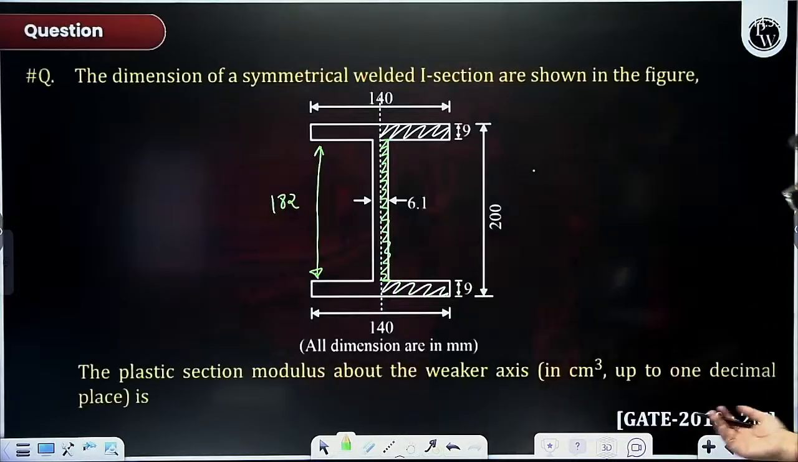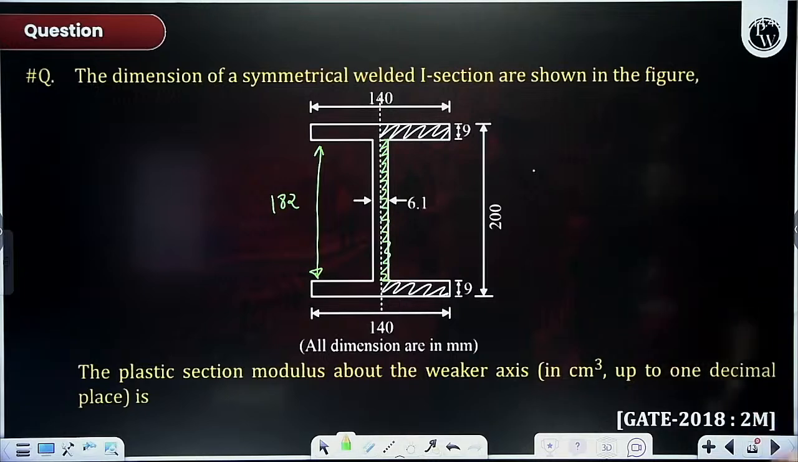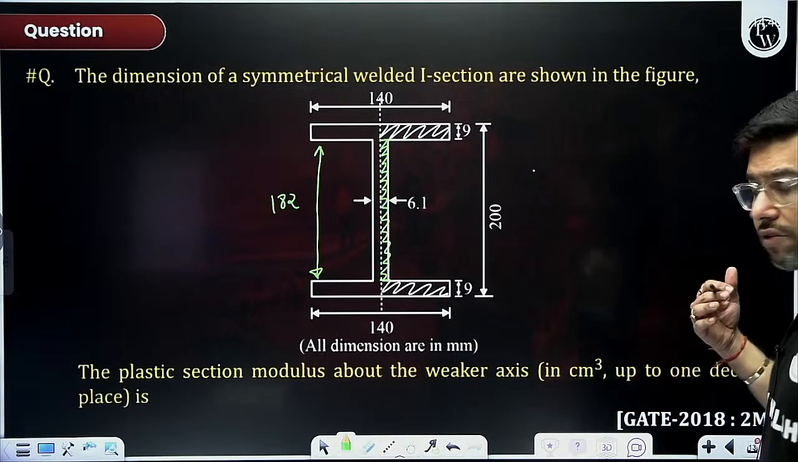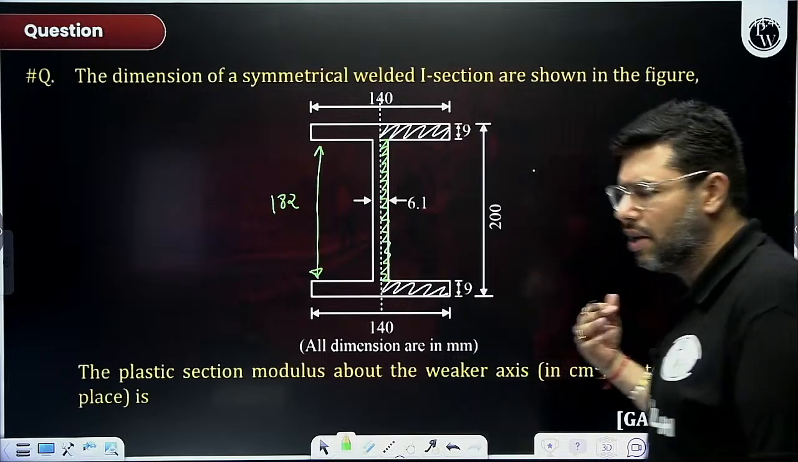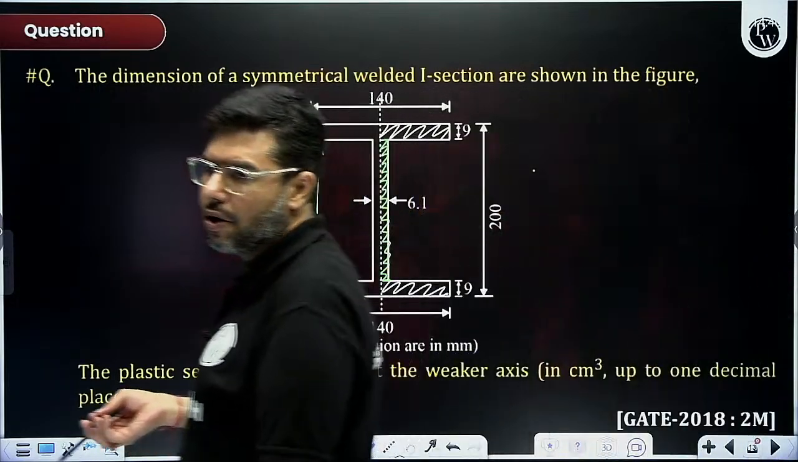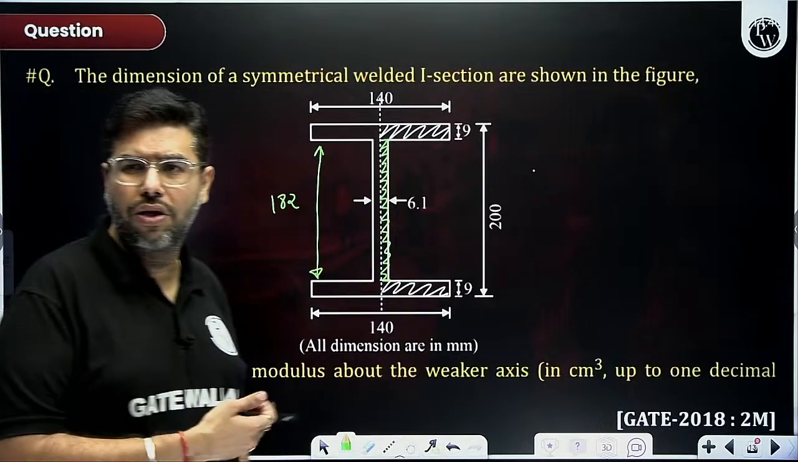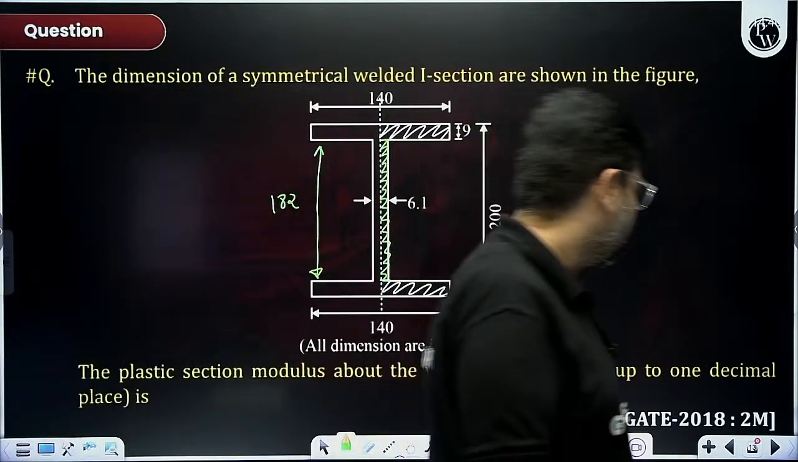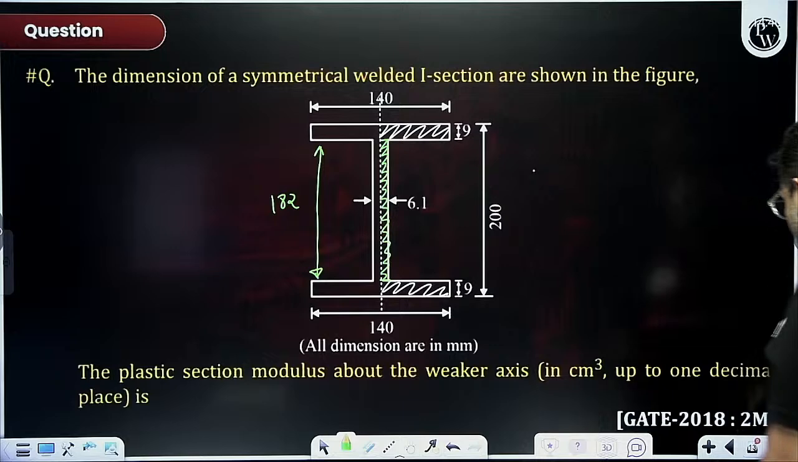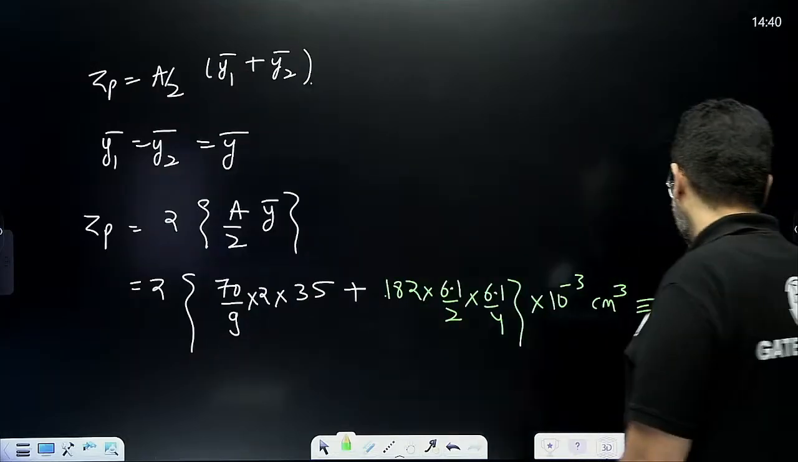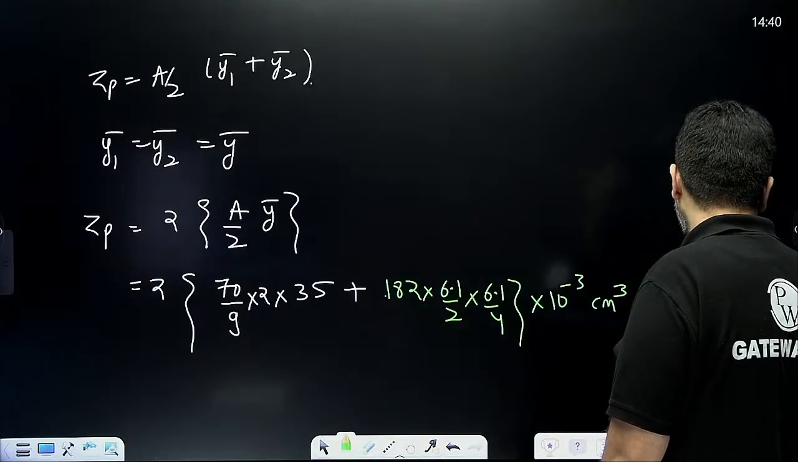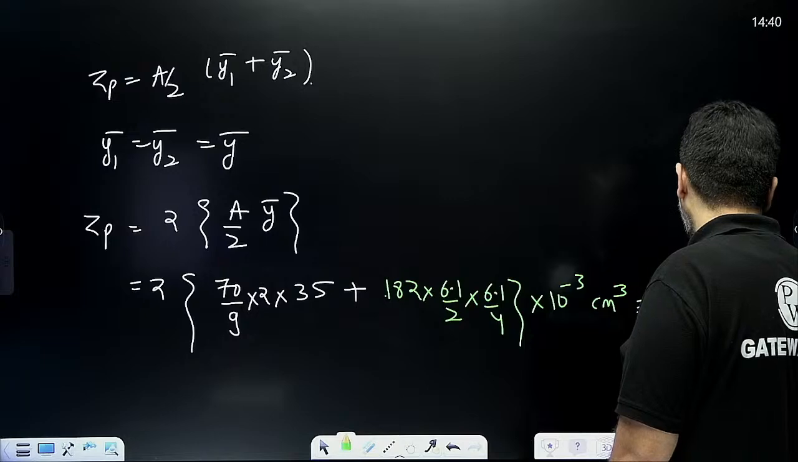Like this simple questions are asked. This is a 2 marks question, very simple. Generally most questions are asked from plastic analysis only, and they generally ask either on the shape factor or on MP, their favorite topic, or they will directly ask the collapse load. These are the 3 varieties of question generally asked. So up to 1 decimal place it is 89.9 centimeter cube.